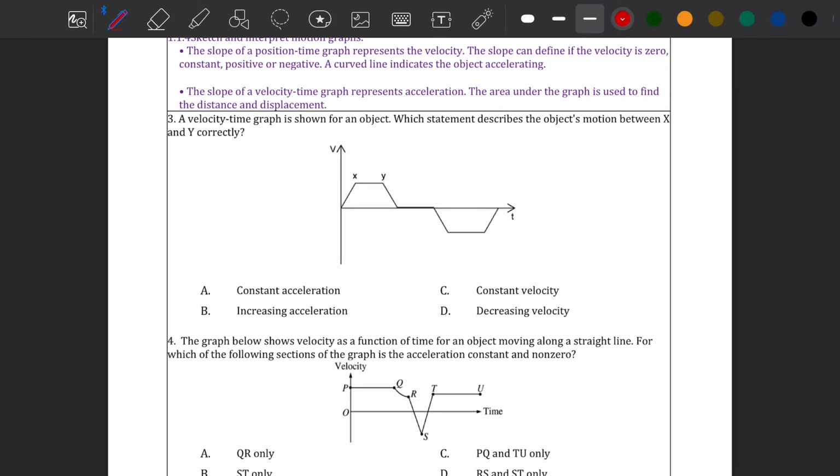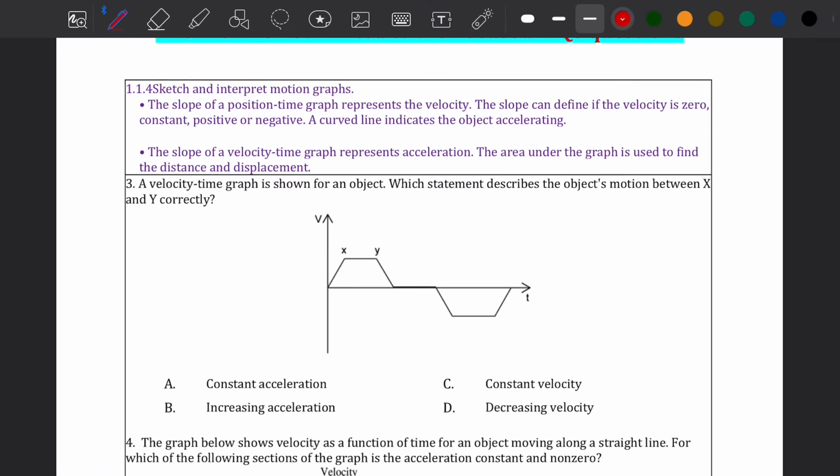Next let's look at the next objective. It is about sketch and interpret motion graphs. The slope of position time graph represents velocity. So we should know that if you have a position time graph, and if you find the slope of that graph, you're going to get velocity. And that slope can be 0, it can also be constant, or it can be positive or negative. It can also be a curved line. So if you have a curved line, it is going to represent that the object is accelerating.